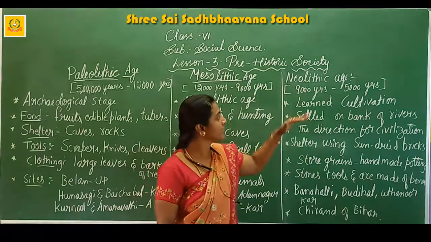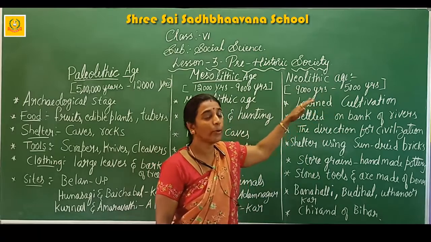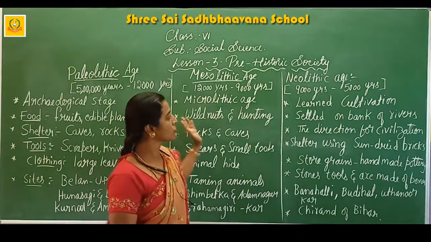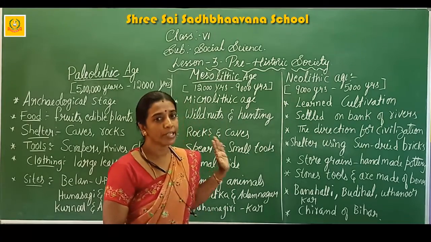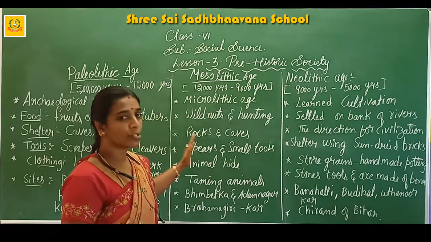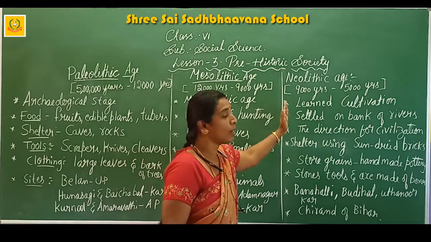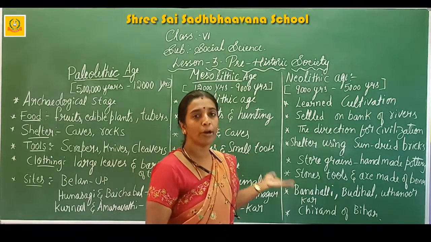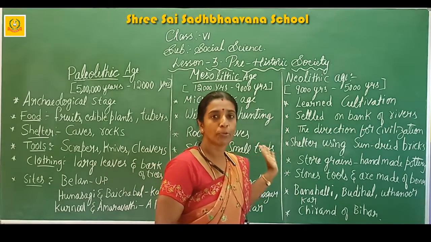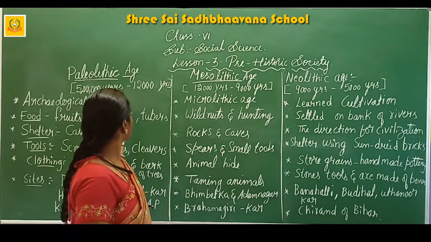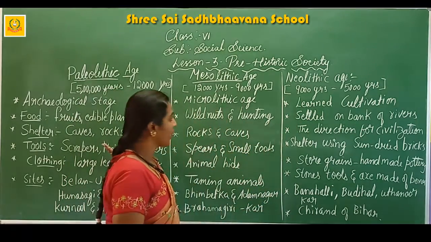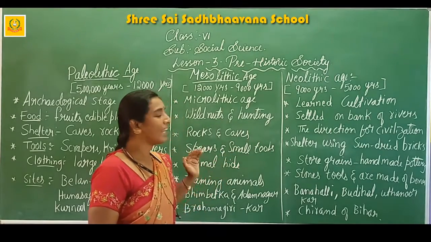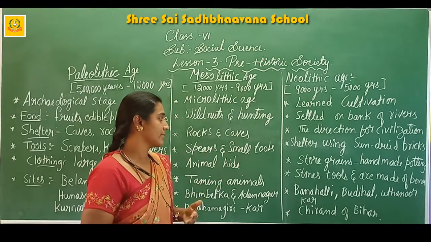Children, in the Neolithic age they learned cultivation. See the many changes since the Mesolithic age. Understood? When you go through these three ages, many changes took place, but it did not happen in one or two years. It is a large process from 1,2500,000 years to 5,000 years. It is a big process in which human life went through many changes.